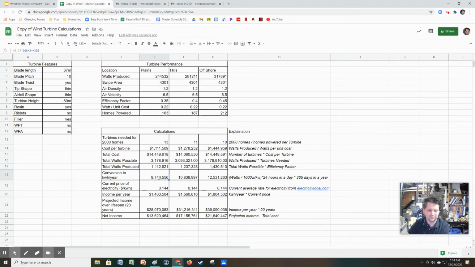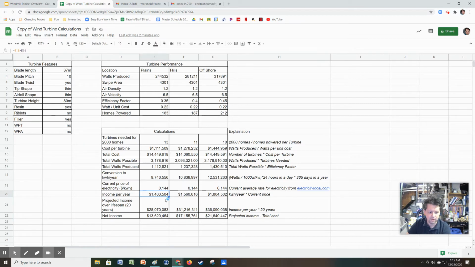And then this converts it to kilowatt hours per year, which is the way you buy energy from the electrical company. You can see the math right here. And then multiply that number by the current price. I got this price from electricitylocal.com. I didn't actually check my own electric bill, but it's about $0.144, or 14.4 cents per kilowatt hour, of which I'm producing 9 million.